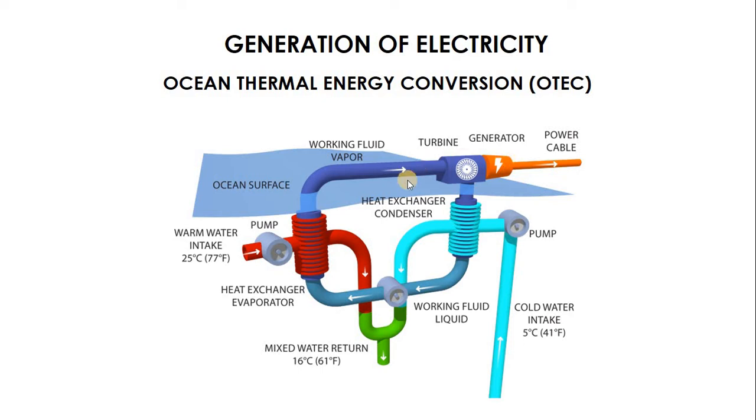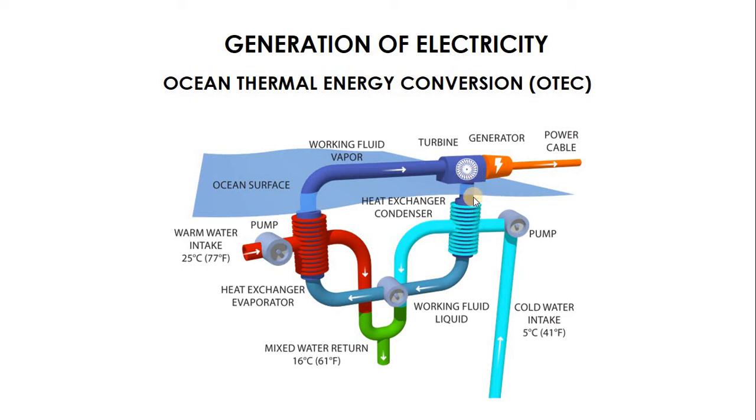Now the ammonia needs to be converted back into liquid form before you can pump it back here for the cycle to continue. In order to do that, since ammonia has a low boiling temperature, it means that for you to condense it, you also need an extremely low temperature, and that's why we have the cold water from the bottom of the ocean coming in. So this cold water comes here and creates that temperature that is necessary to condense the ammonia.